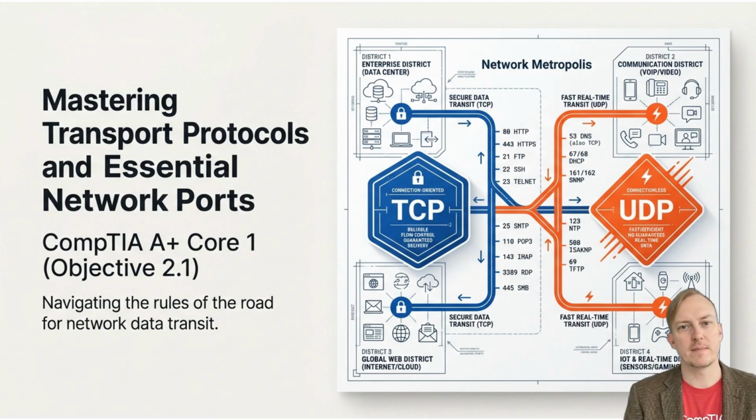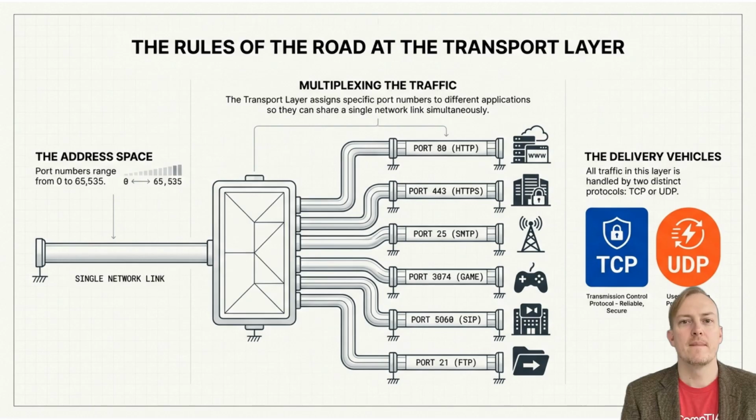Welcome back, everyone. Today we are tackling CompTIA A+ Core 1, Objective 2.1, Mastering Transport Protocols and Essential Network Ports. We are moving away from physical hardware today and diving into the rules of the road for network data transit. Think of our network as a massive, bustling metropolis. We need to know exactly how traffic gets from point A to point B. Let's look at the rules of the road at the transport layer.